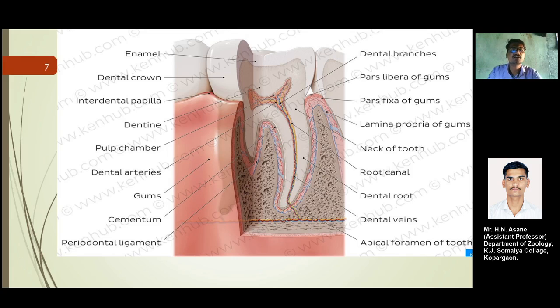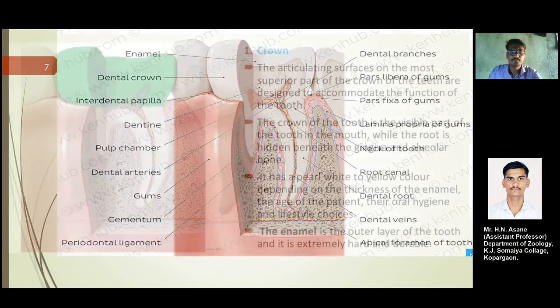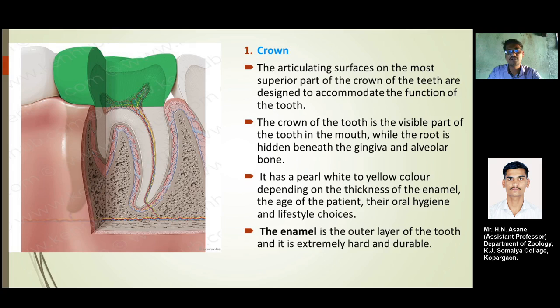So you can see the dental arteries, pulp chambers, and the various periodontal ligaments. As you can see, the very first part will be the crown, highlighted in this green color. On the most superficial part of the crown, there will be the articulating surface, which is designed to accommodate the function of the tooth.